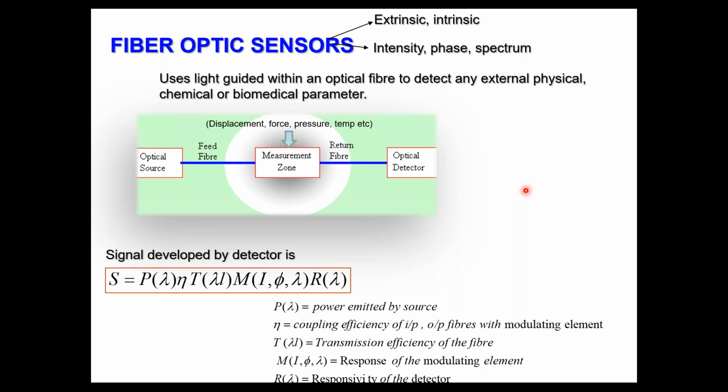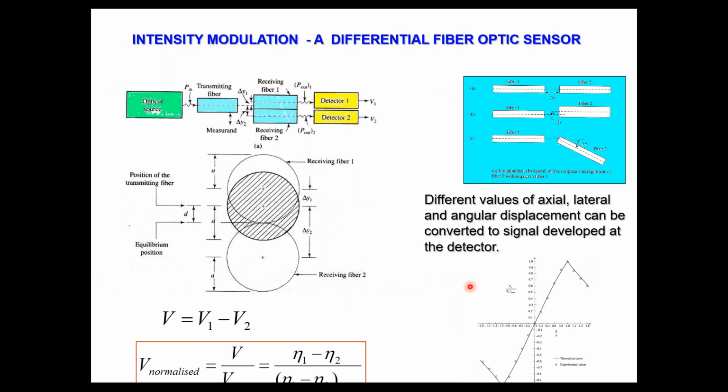So the signal developed by the detector is very important in any optical fiber sensor, and the signal developed by the detector depends on many factors. I've just read out the power emitted by the source, the coupling efficiency of the input and output fibers with the modulating element, then the transmission efficiency of the fiber, the response of the modulating element, then the responsivity of the detector. So all these will determine the signal developed by the detector.